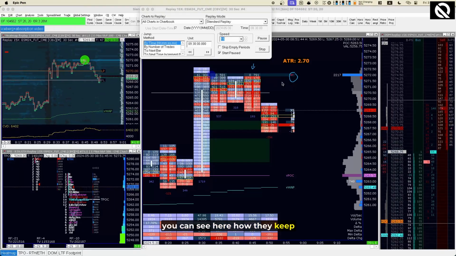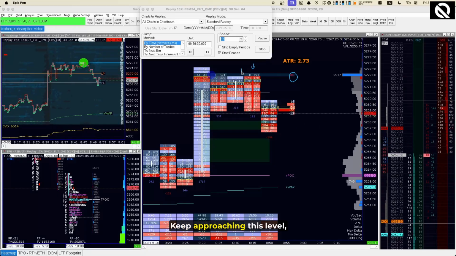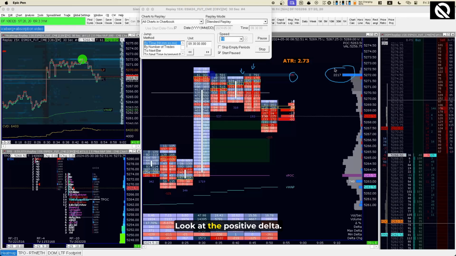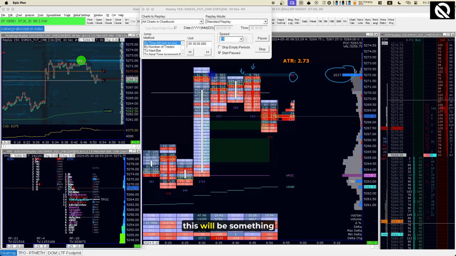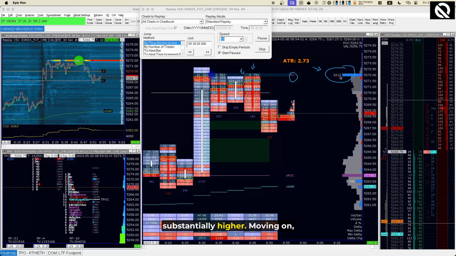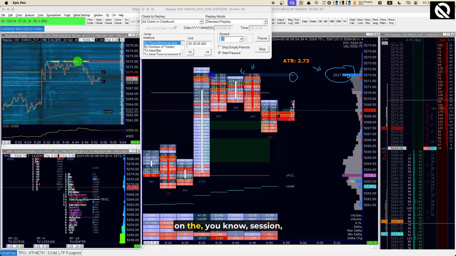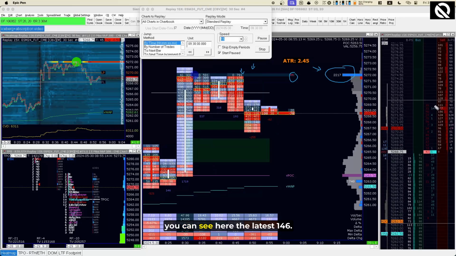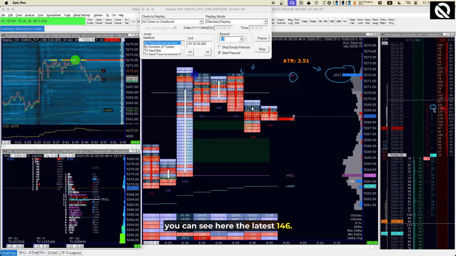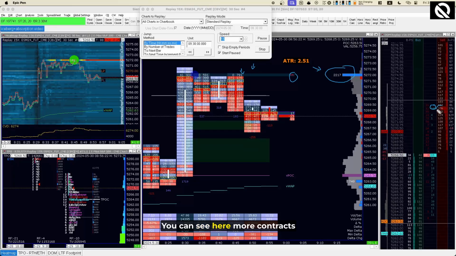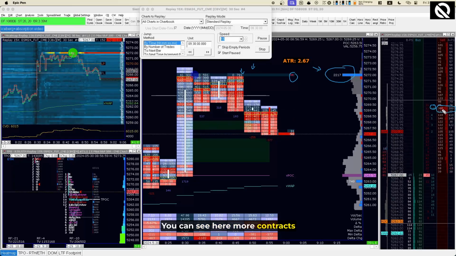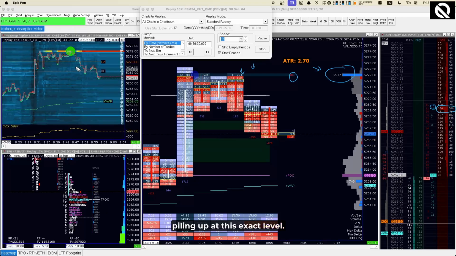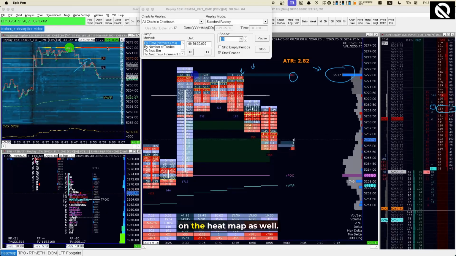You can see here how they keep reloading, the market keeps approaching this level, nothing. Look at the positive delta, keep increasing. This will be substantially higher moving on in the session. You can see here the latest 146. You can see here more contracts piling up at this exact level. You can see this obviously on the heat map as well.